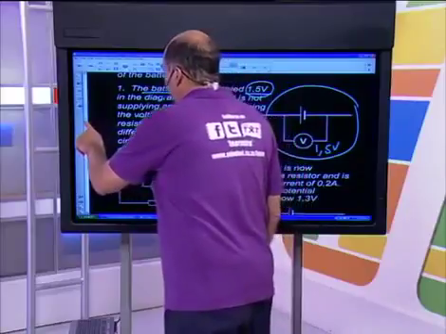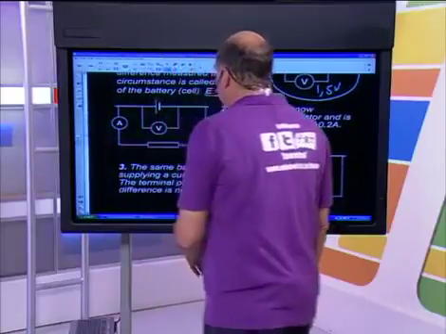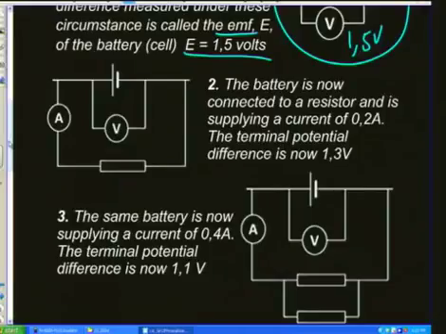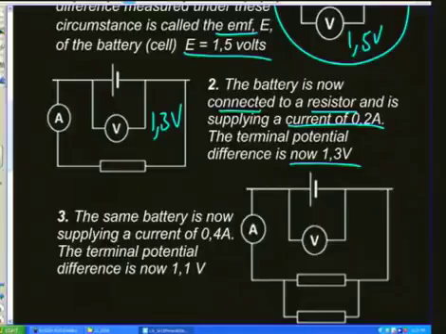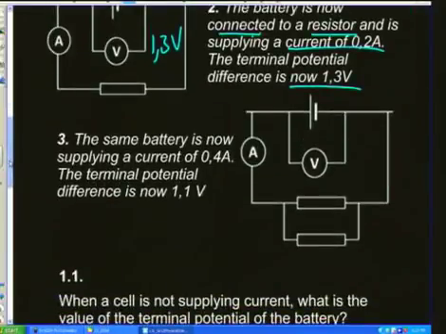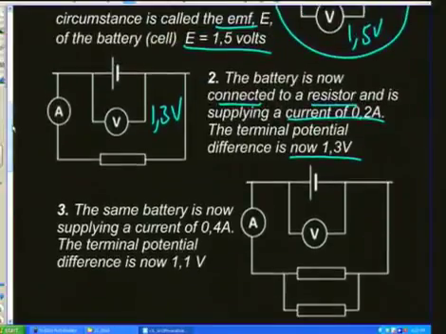Now, look what happens. Different circuit. It's a closed circuit now. The battery is now connected to a resistor and is supplying a current of 0.2 amps. The terminal potential difference is now 1.3 volts. So over here, 1.3 volts. It's doing some work in the external circuit. That's what this battery is now measuring.